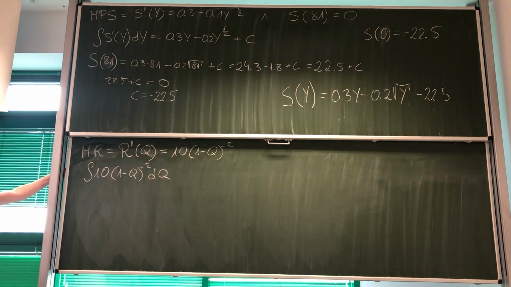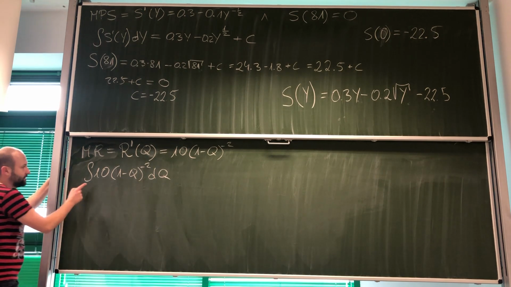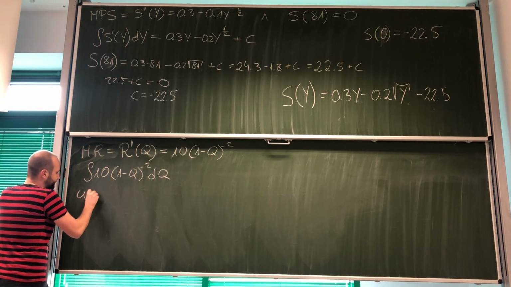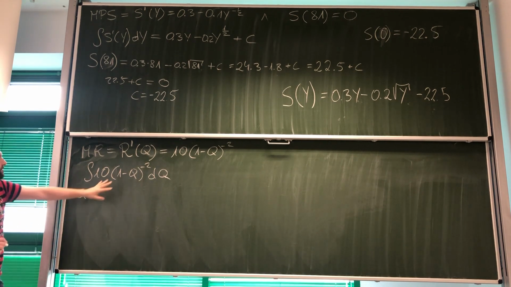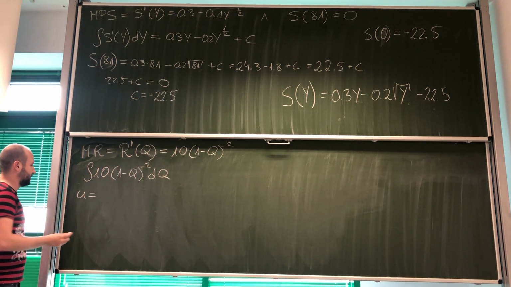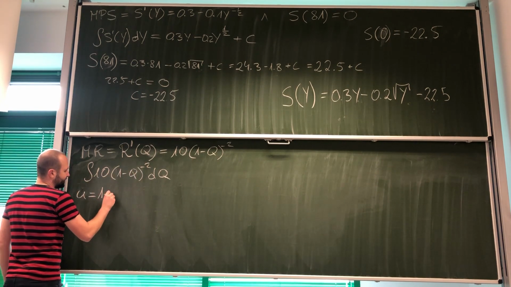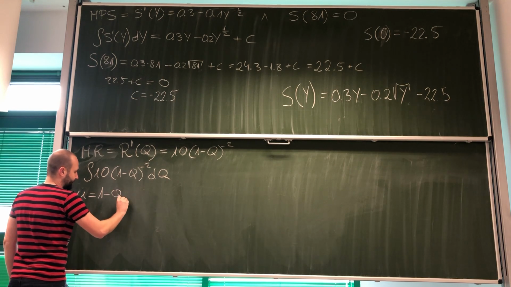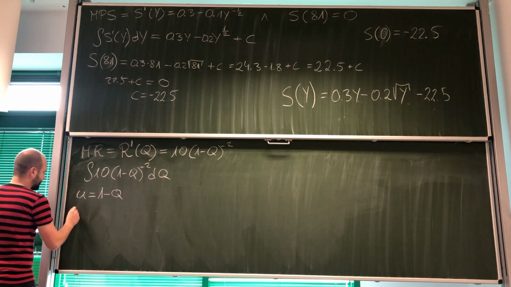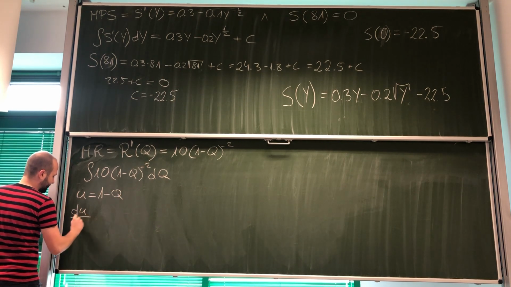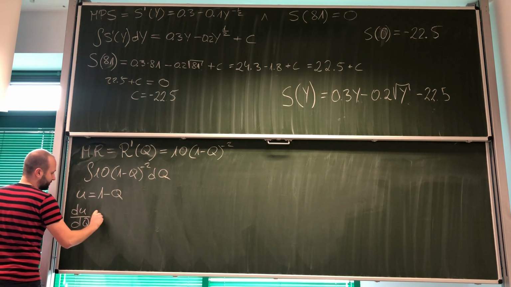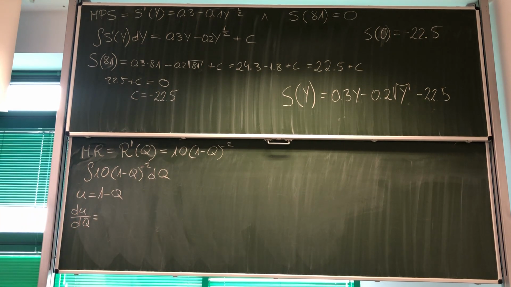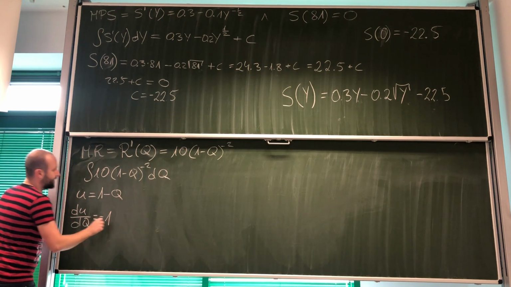Okay, so how do we approach this problem? Look, we need to set up some u. In this case, we clearly see that this is the most problematic part. So let's just say that u is 1 minus q. In this circumstance, du/dq, so the first derivative of u, is simply negative 1.